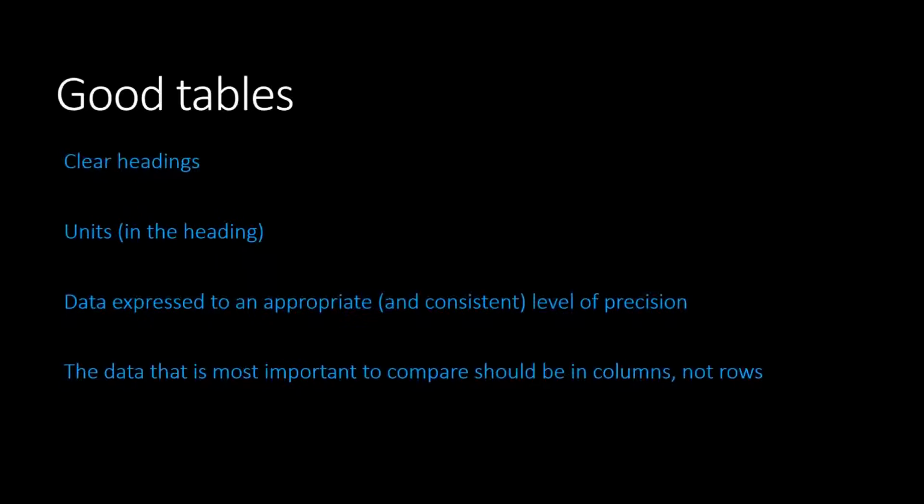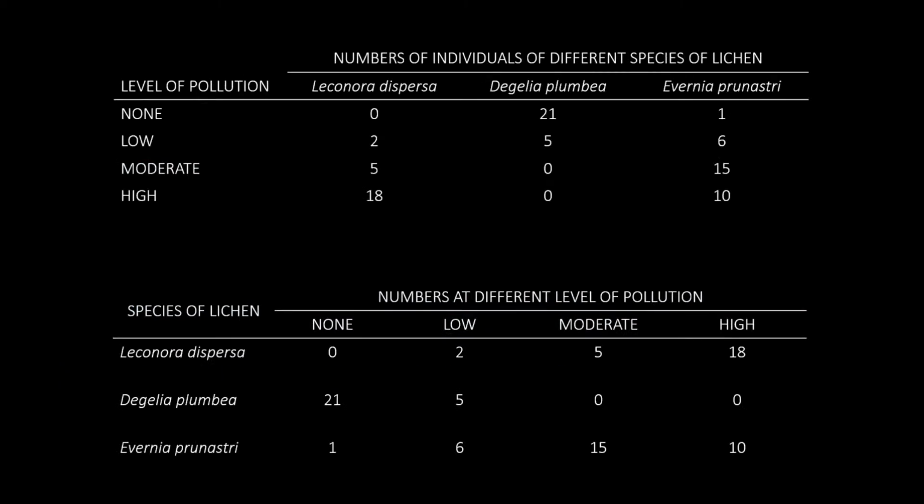I mean, there are some quantities that don't require units, but if the quantities have units, they've got to be there, and they ought to be in the headings. The data has to be expressed to an appropriate level of precision and also a consistent level of precision, which is what I've just shown you in the last slide. The data that's most important to compare should be in columns and not rows. Now let me just show you what that means.